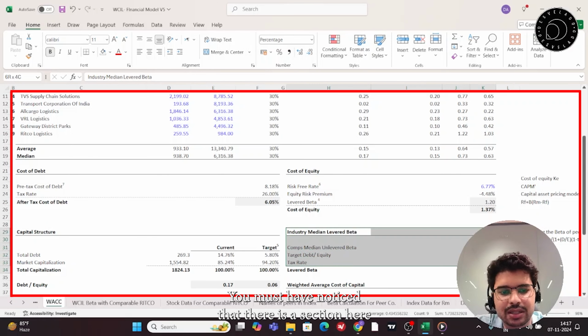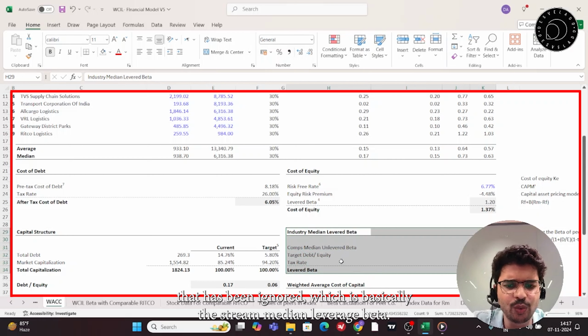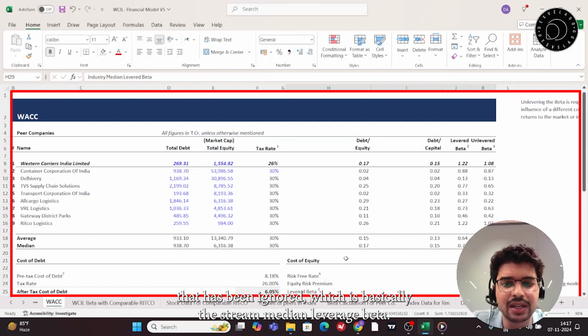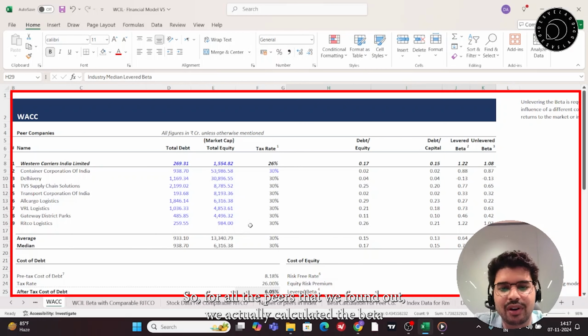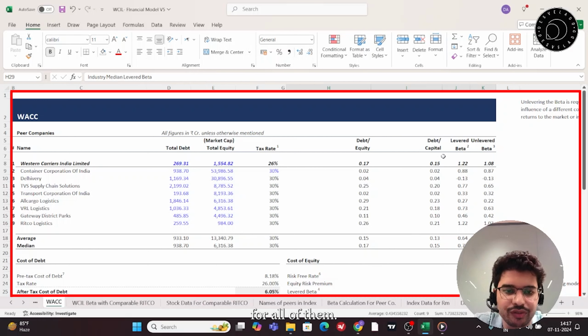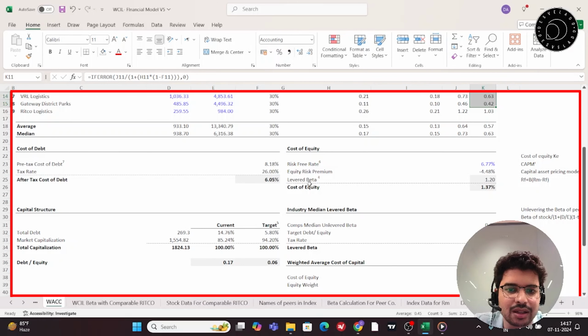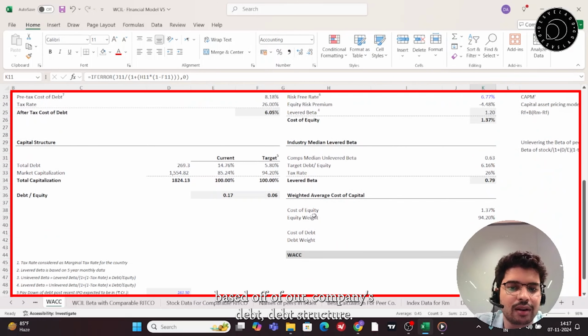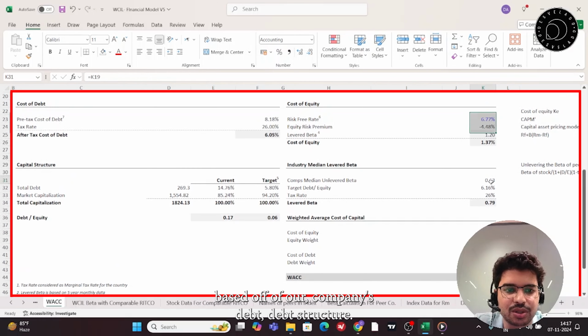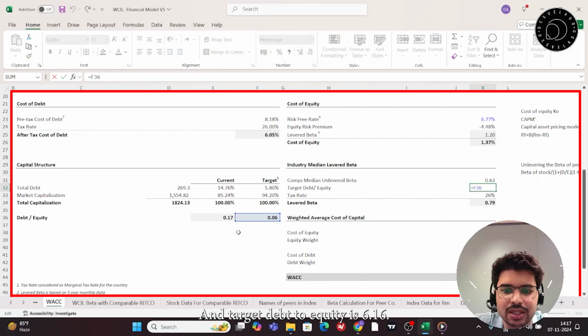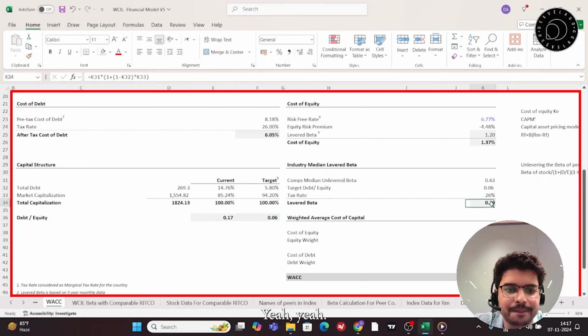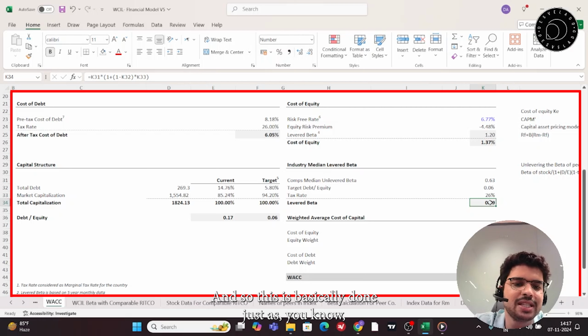You must have noticed that there is a section here that has been ignored, which is industry median leverage beta. For all the peers that we found, we calculated the beta for all of them and then unlevered them, and then relevered it based off of our company's debt structure. So we looked at unlevered beta, and target debt to equity is 6.16. This is done just as a comparative measure.